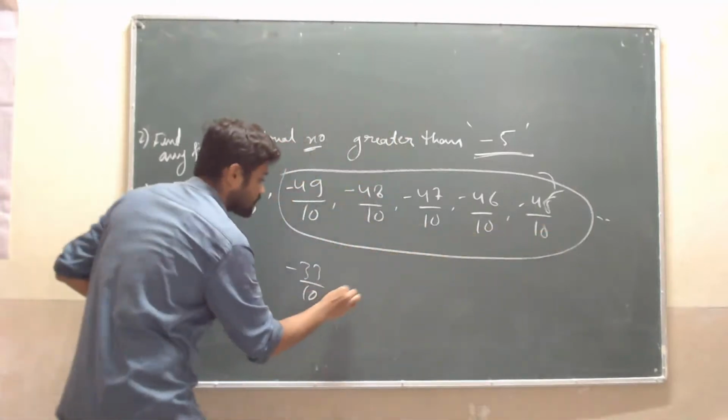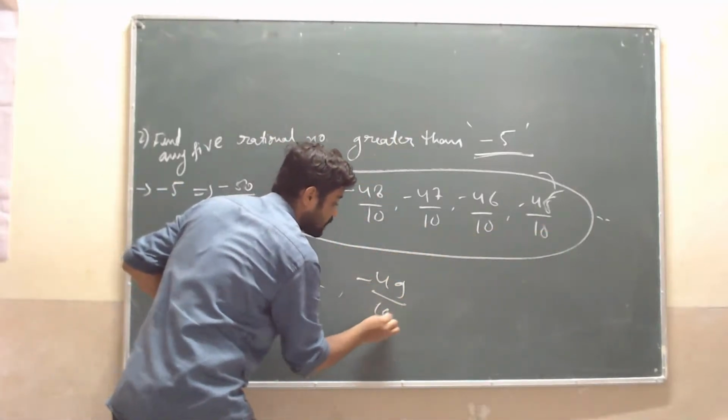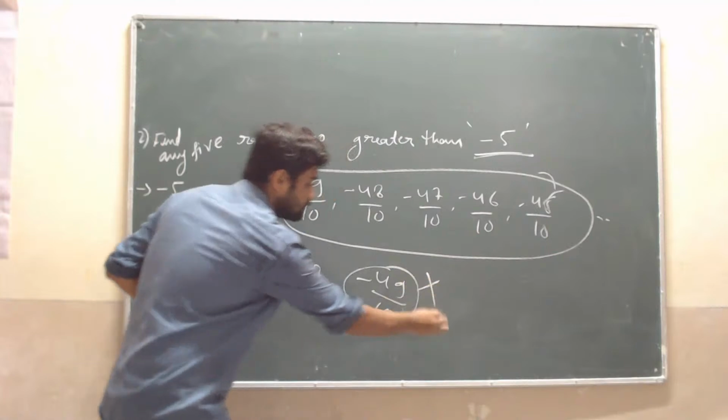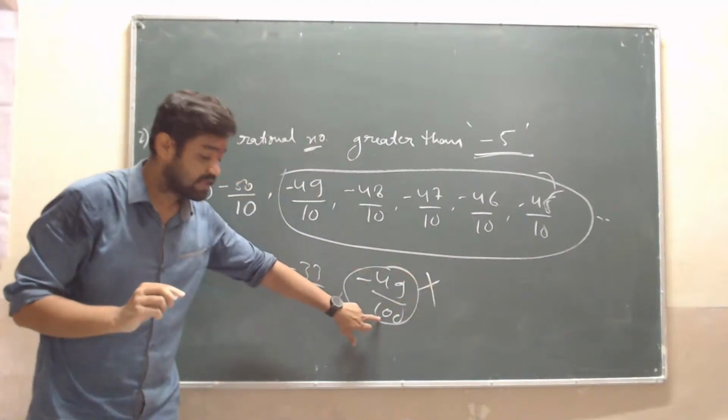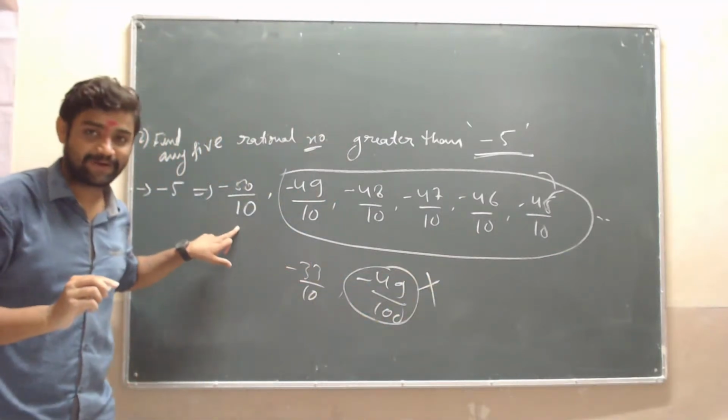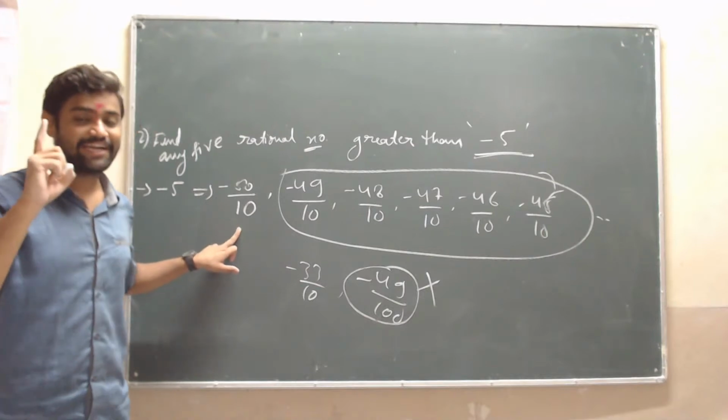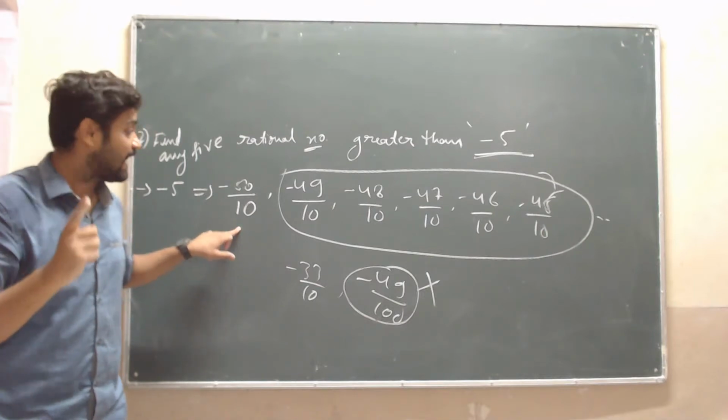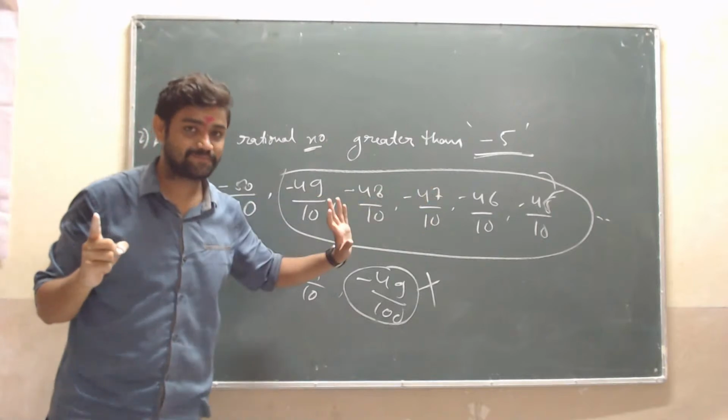You should not write minus 49 by 100, because here it is 100 but here we have only 10. We have to concentrate on the denominator. The denominator should be the same and the numerators will be increased.